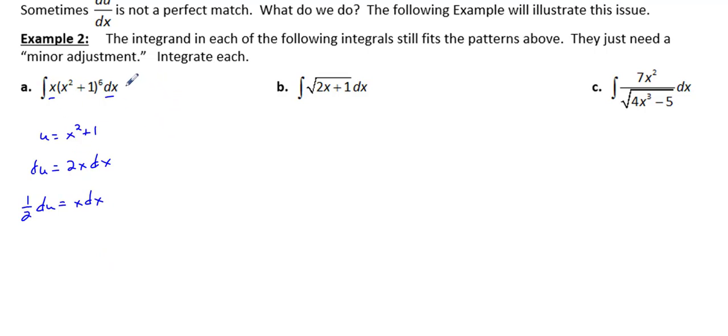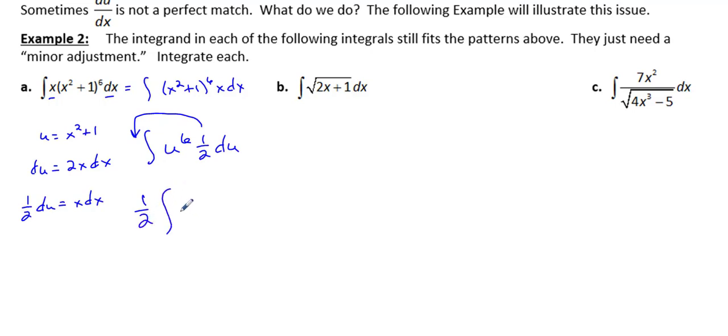Now, again, I'm just going to reorganize this a little bit so we can see what's going on. So this would be (x squared plus 1) to the 6 times x dx. Now watch this. If we make our u substitution, that'd be u to the 6, and that'd be 1/2 du, because x dx is equal to 1/2 du, right? What can we do with constant multipliers? 1/2 antiderivative u to the 6 du.